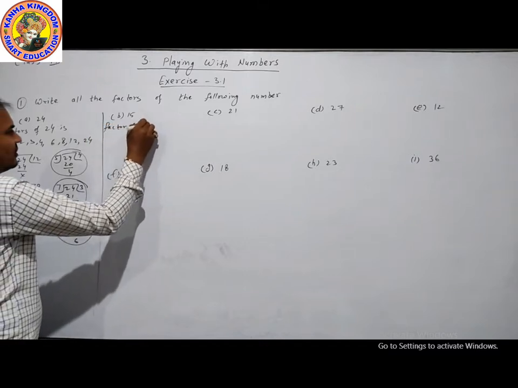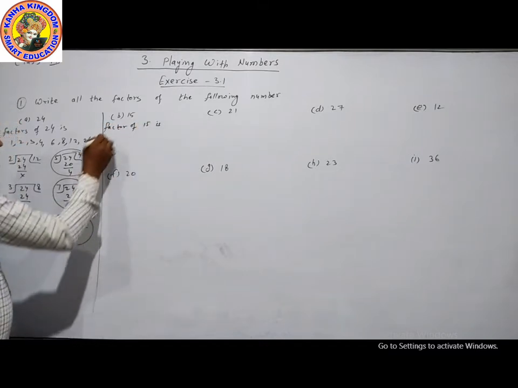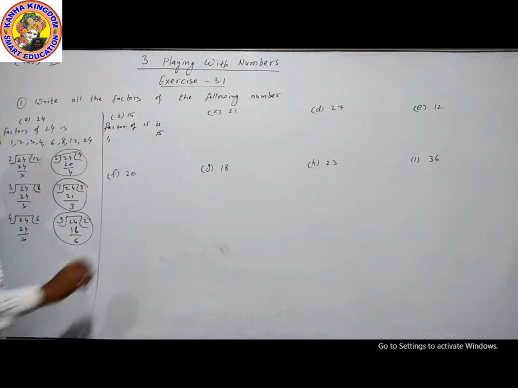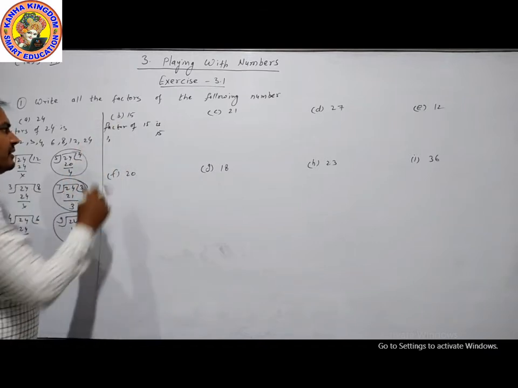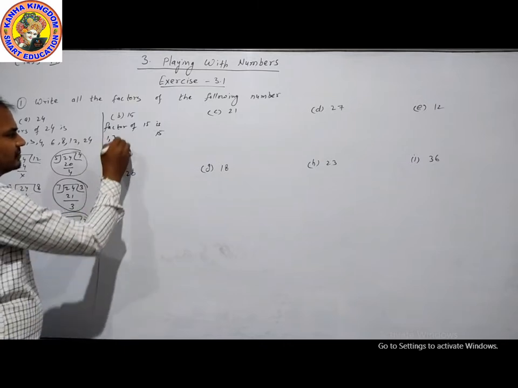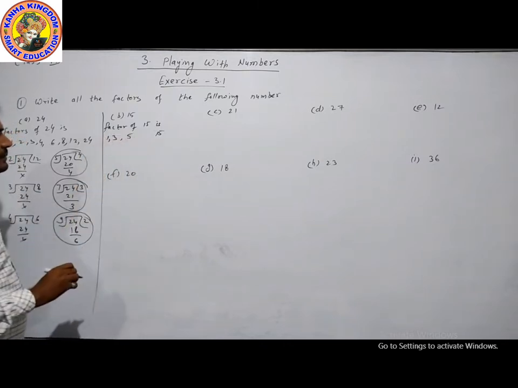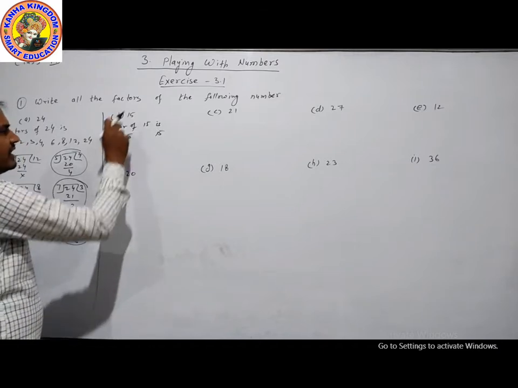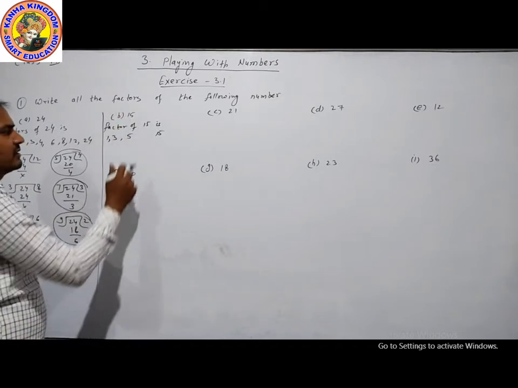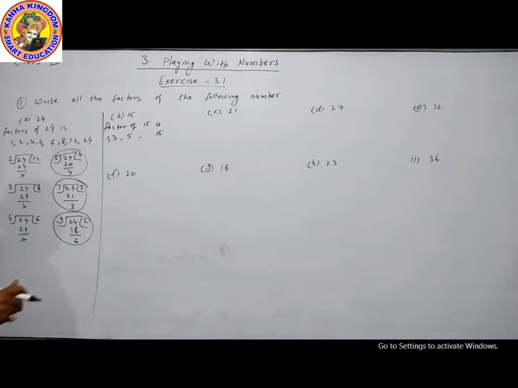Factors of 15: 1 and 15 are the basic factors. Now dividing by 2, we cannot divide. By dividing by 3, we get 5 times. Now dividing by 4 is not possible, dividing by 6 not possible, dividing by 7 not possible. So these are our factors: 1, 3, 5 and 15.